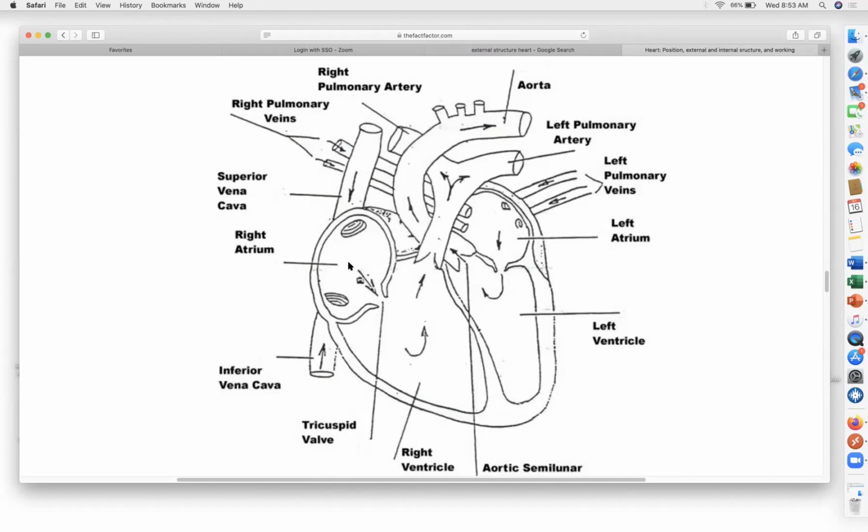Okay, I look here on the right side. This is my right atrium and my right ventricle. And this AV valve from my right atrium to my right ventricle has got to be the tricuspid. And I also know that into my right atrium I have my inferior vena cava coming into it, and also my superior vena cava coming into the right atrium.